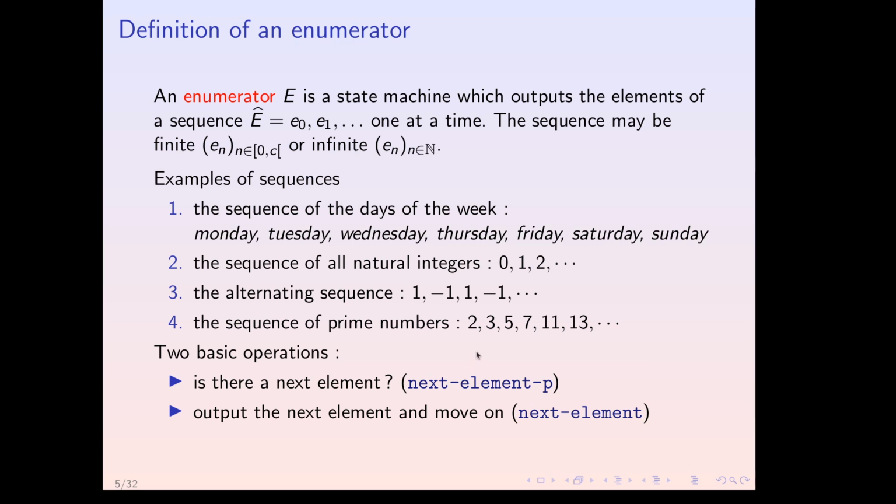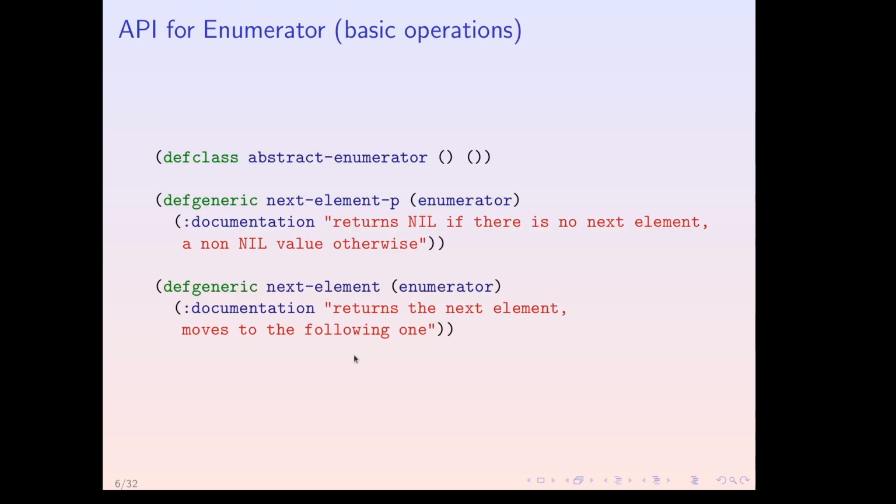There are two basic operations on an enumerator. The first one is a predicate: is there a next element? And the second one is: give me this element and move to the next one. So this is the API for an enumerator. Every enumerator will be an instance of the abstract enumerator class. And these are the two basic operations, the predicate, which says whether there is a next element, and the operation that gives this element and moves to the next.